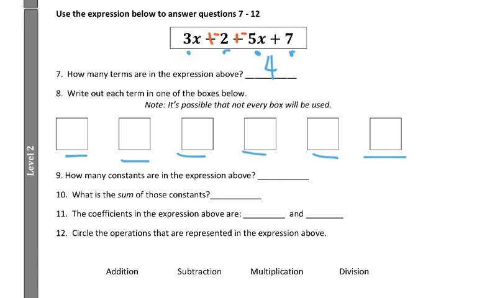Alright, let's go to question 9. How many constants are in the expression above? Well, remember, a constant is a number that's not being multiplied by a variable. So we have, let's see, I'm going to these dots, here's a constant right here, and here's a constant right here. There are 2 constants.